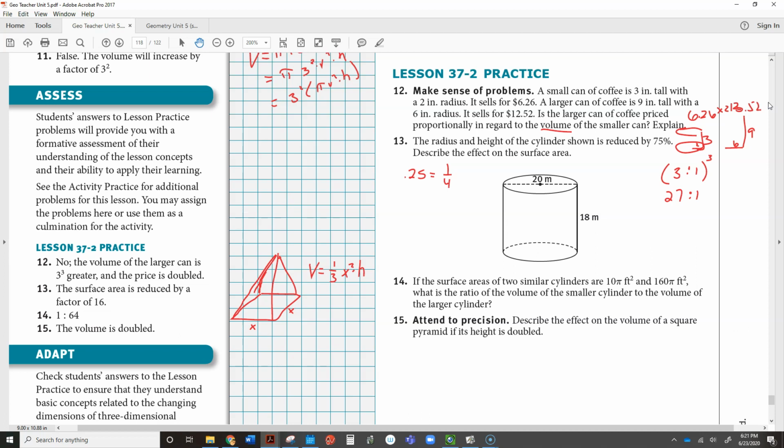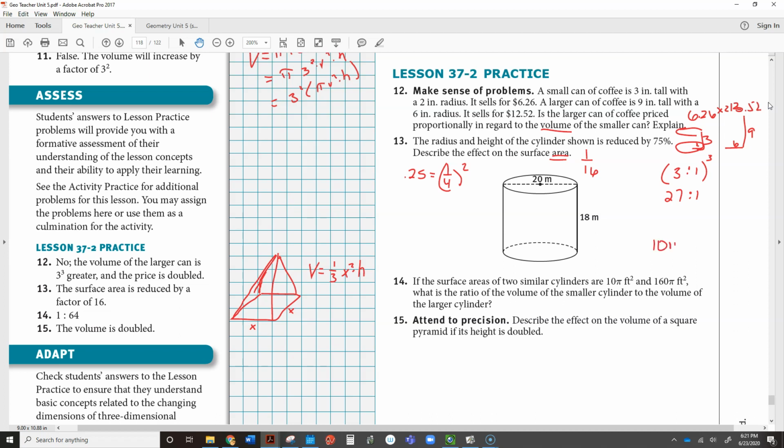So if the dimensions, the radius and the height are changing by 1/4, the surface area is going to change by 1/16 because we take this and square it. So the surface area is reduced by a factor of 16. So 1 to 16 is the scale factor. And then it says if surface areas of 2 similar cylinders are 10 pi feet squared and 160 feet squared, what is the ratio of the volumes?